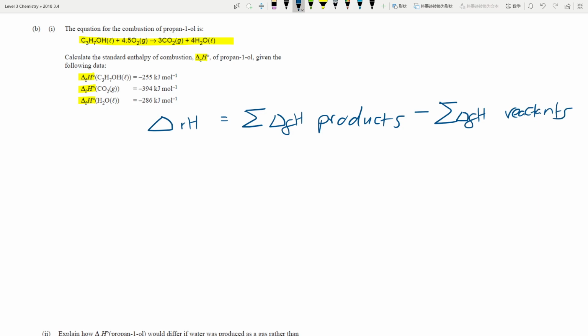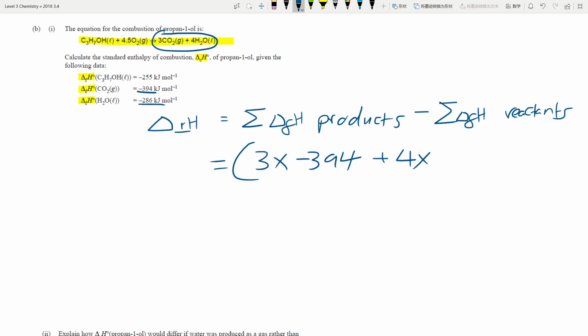Okay, so in this case it's delta H, it doesn't really matter. So the enthalpy of formation of products, what are my products? These are my products, so it will be 3 times CO2, which is negative 394 right here, 4 times water, which is negative 286 right here. So that's my enthalpy of products minus the enthalpy of reactants, which is 1 mole of that. So it's just negative 255.